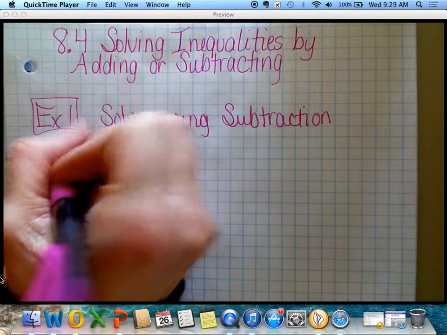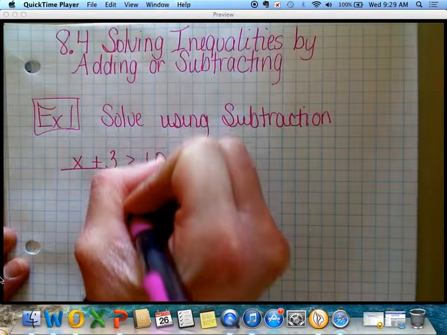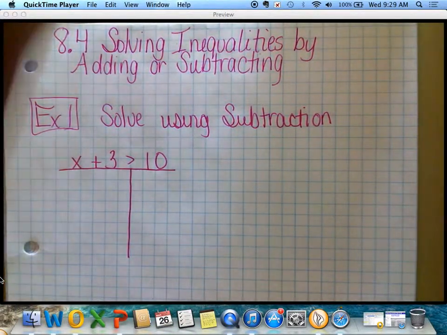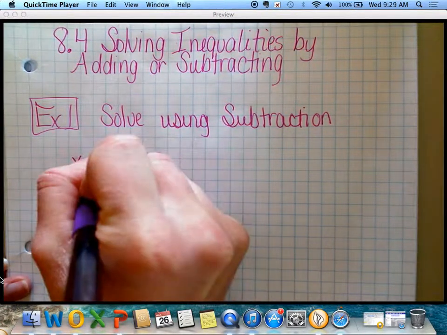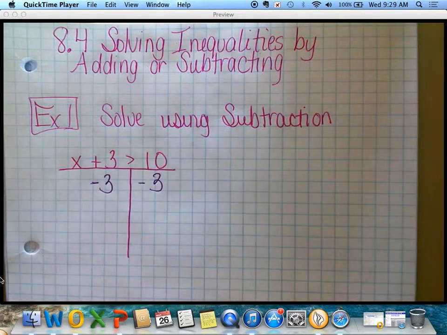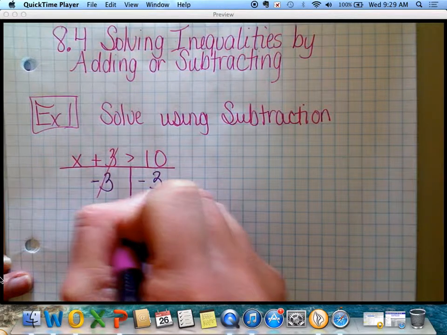So we're going to start with our t-chart. What's the opposite of addition? Subtraction. So if I'm adding 3, in order to undo that, I'm going to subtract 3. Therefore, these cancel out, leaving me with x is greater than 7.